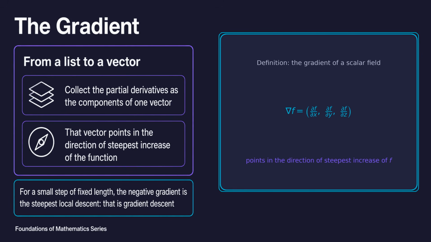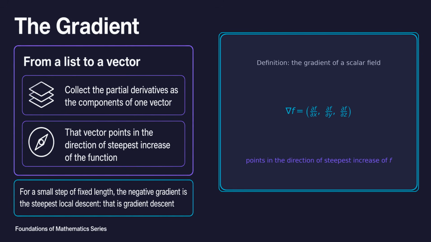Two things change when you make that move. First, the notation compresses. The total differential becomes the dot product of the gradient with the displacement. Second, and more importantly, a direction appears. Among all infinitesimal steps of a fixed length, the gradient vector points in the direction of steepest increase of the function, and its length measures how steep that increase is. That geometric fact is what makes it the engine of optimization.